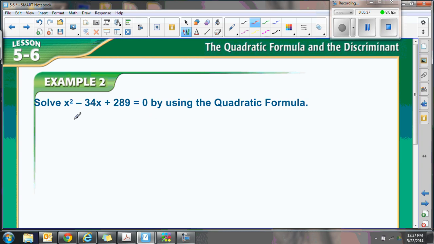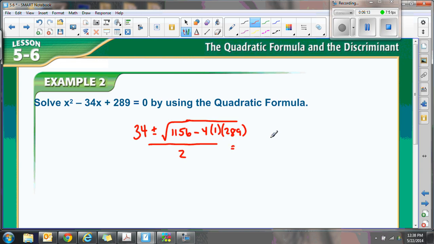Alright, let's try another one here. x squared minus 34x plus 289. So bigger numbers now. A is 1, B is negative 34, C is 289. It's equal to 0, so we're going to jump right in. So we go opposite of B, plus or minus the square root of B squared, which, if we put that in our calculator, looks like 1156. So B squared minus 4 times A times C, and that's all over 2 times A, so 2 times 1 gives me 2. So we have 34 plus or minus the square root here, over 2.